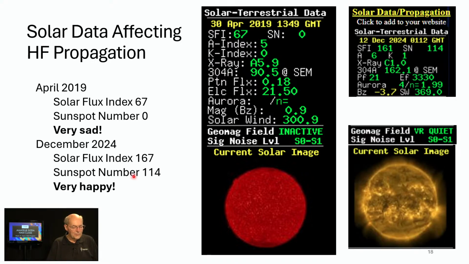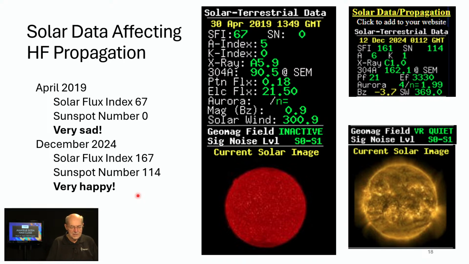And then here's one from December of 2024 over here. And here we see that the solar flux index is 167, or 161. Sunspot number is 114. And this one I've marked as very happy. This is a good indication of DX, long distance communication.